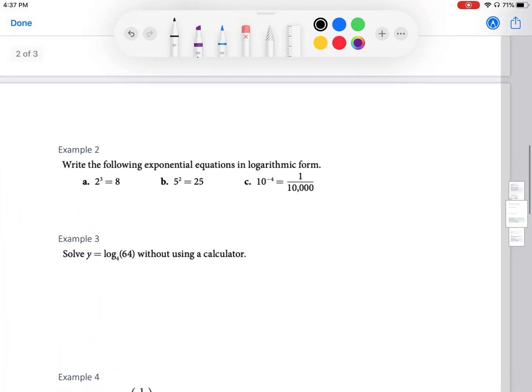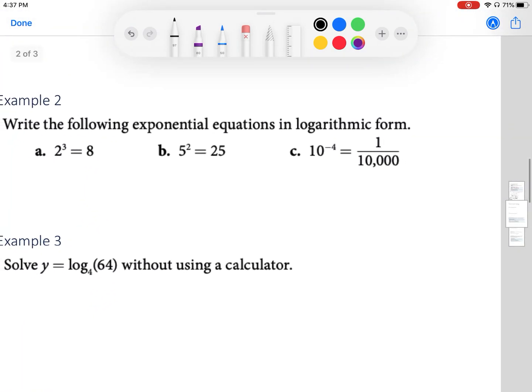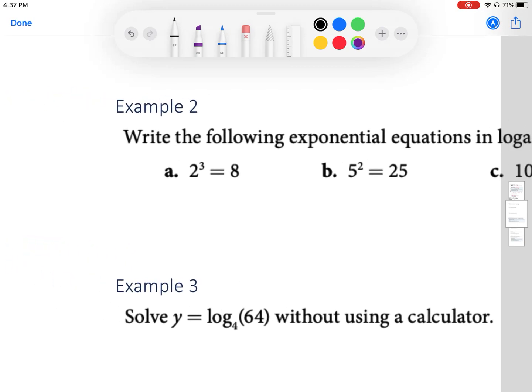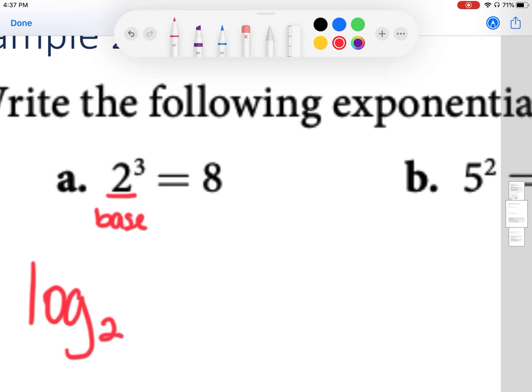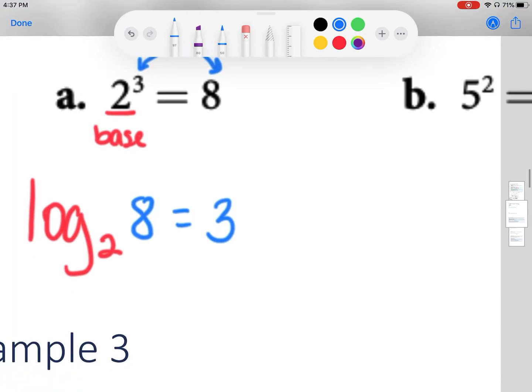Let's do another example. Write the following exponential equations in logarithmic form. Same thought: we have our base, so I have log with base 2. Now I'm going to swap my order so that I have 8 equals 3. My answer is log base 2 of 8 is equal to 3.